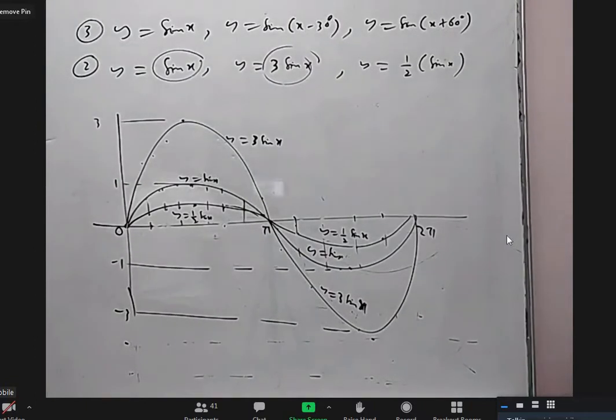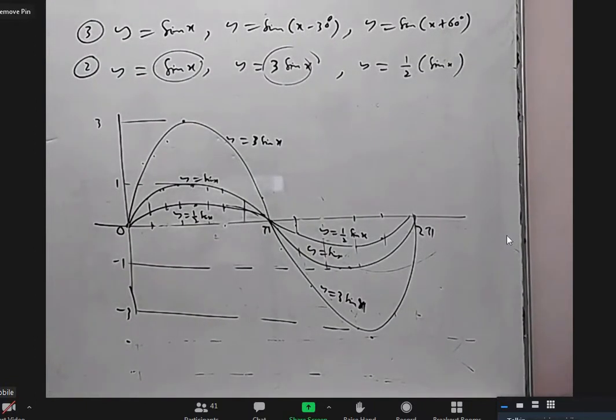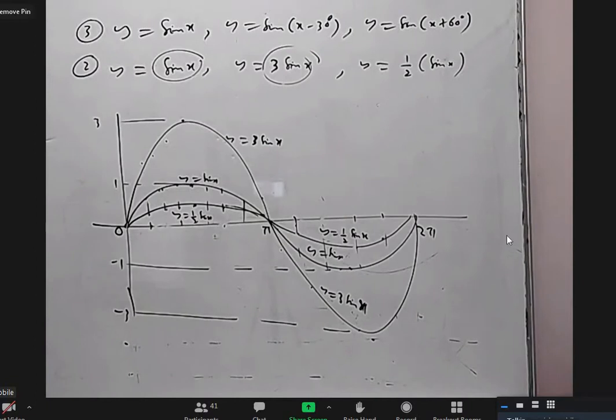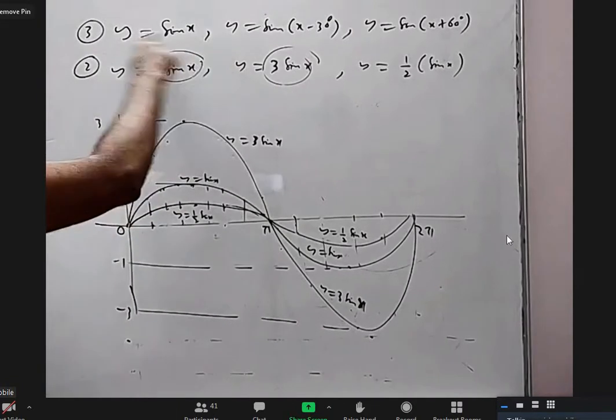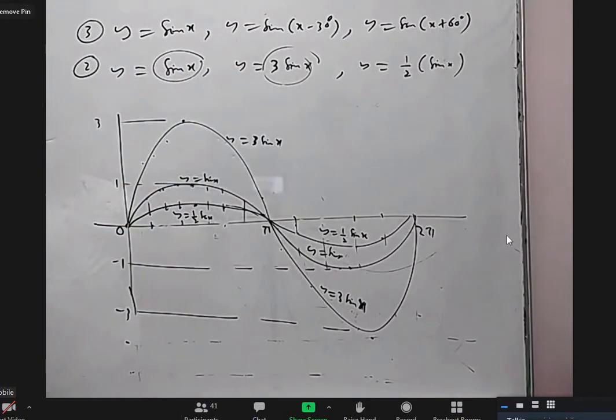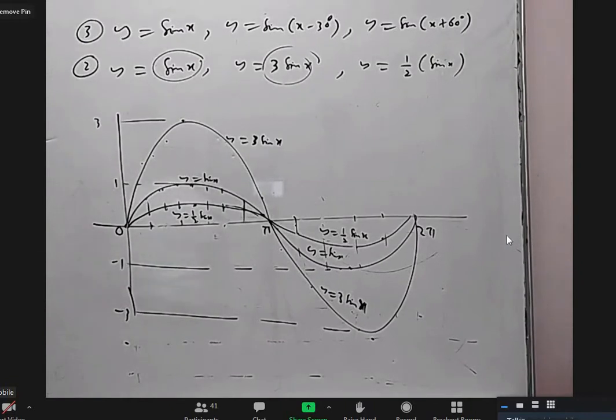Okay, so when you multiply by 3 or 5 or 7, you are stretching it. And when multiplying by 1 by 2 or 1 by 5 or 1 by 7, you are compressing it. Okay, those are completed. Try to think about the third one. y equal to sin of x plus 30 degrees.